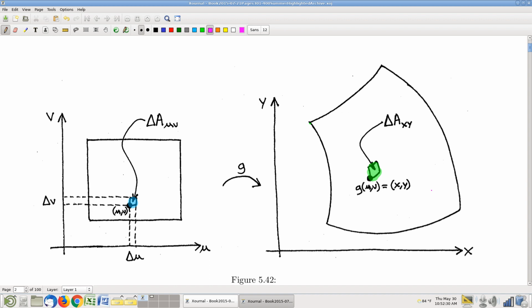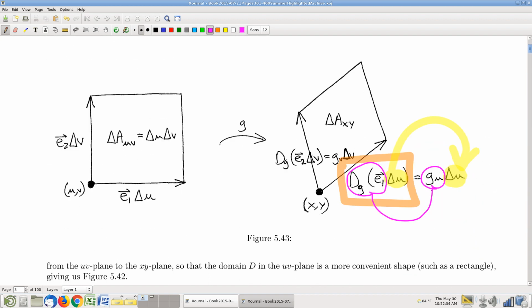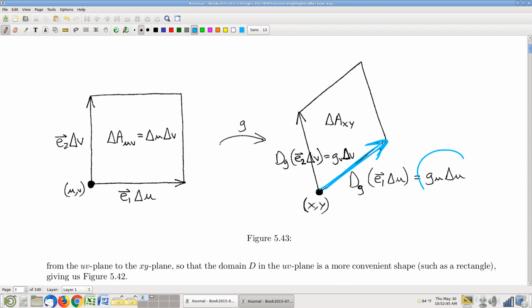Okay. All right. So we were here. Okay. So we know what this edge vector is. This edge vector here is G_u du. G_u delta u, if you prefer.